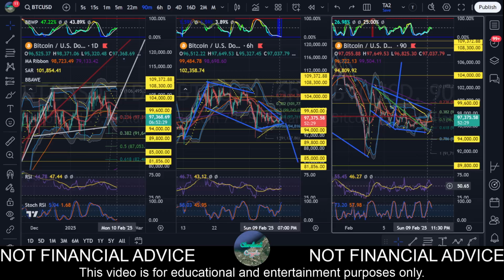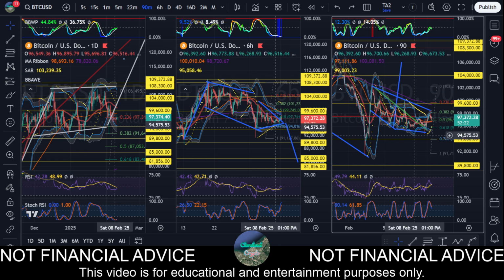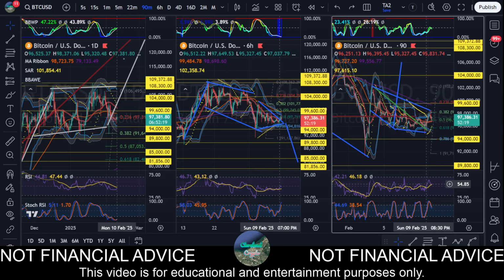But the RSI did break over the 50 here on the 90-minute chart. It did break up over the 50, over its signal line, bringing it back into bullish territory. And you'll notice that the SAR, the stop and reverse, has also been flipped to bullish standing. You see when it's underneath the candles, that means that price action is moving in a bullish direction.